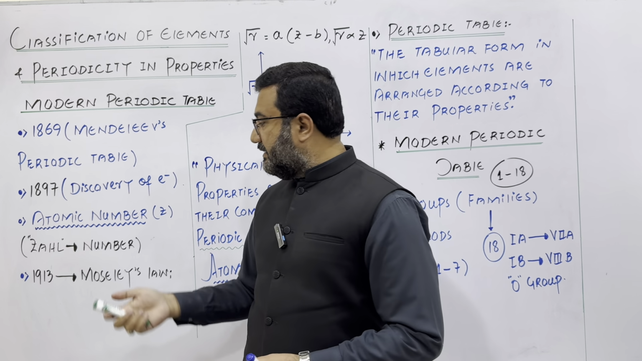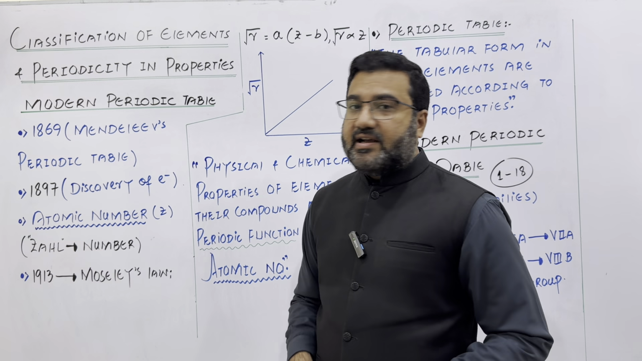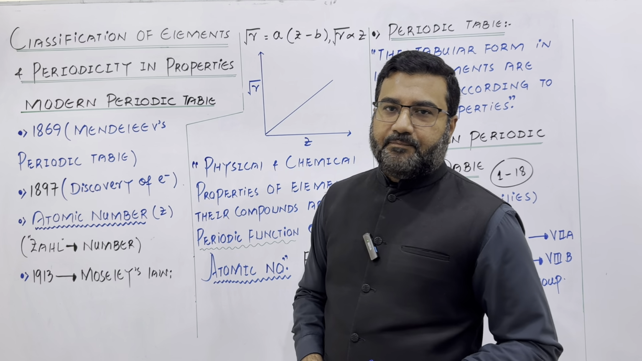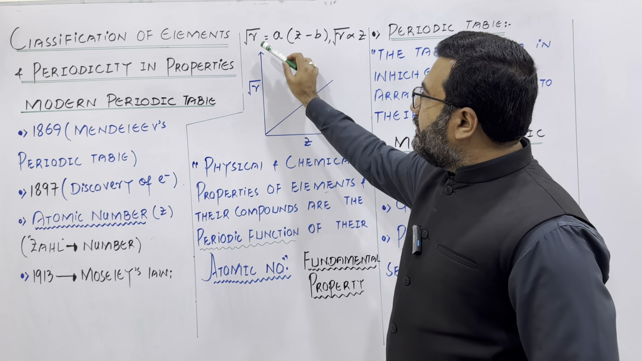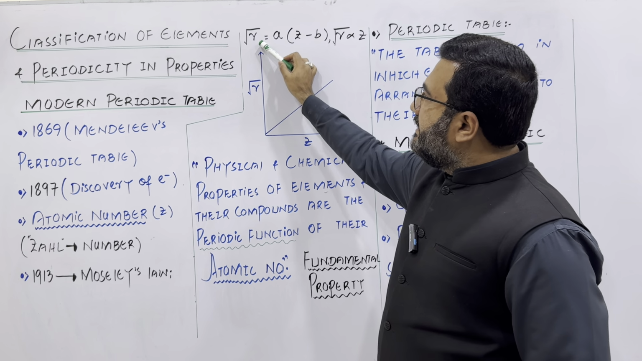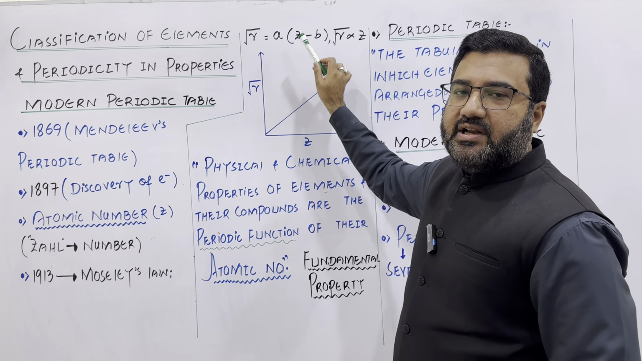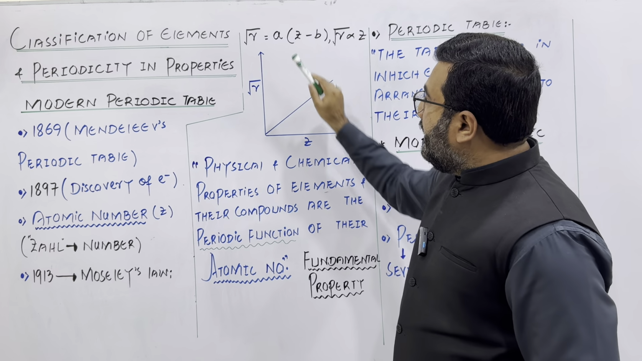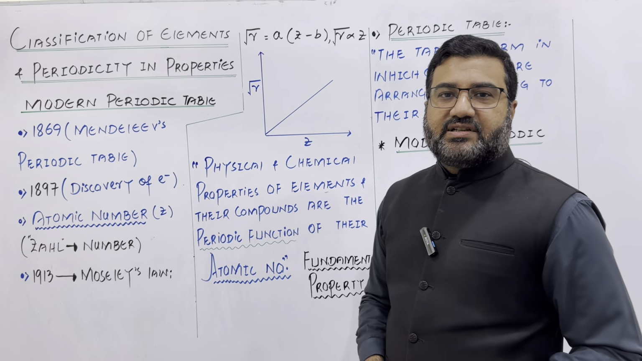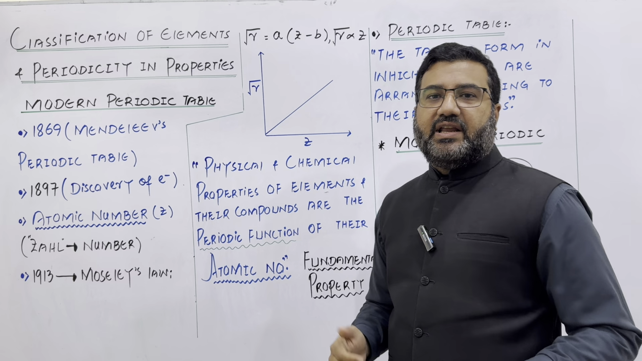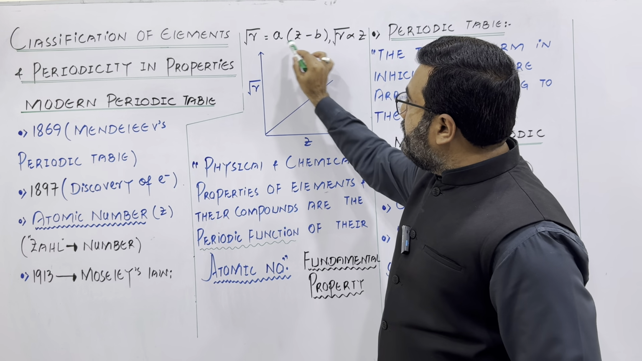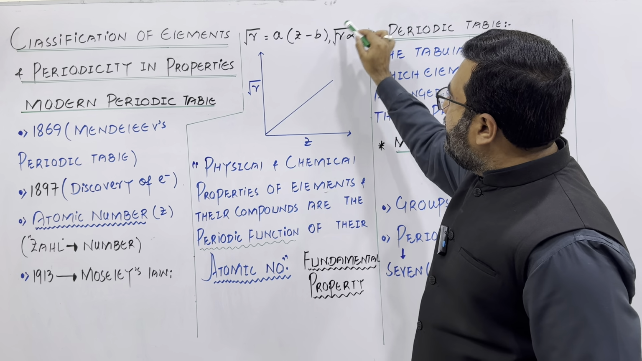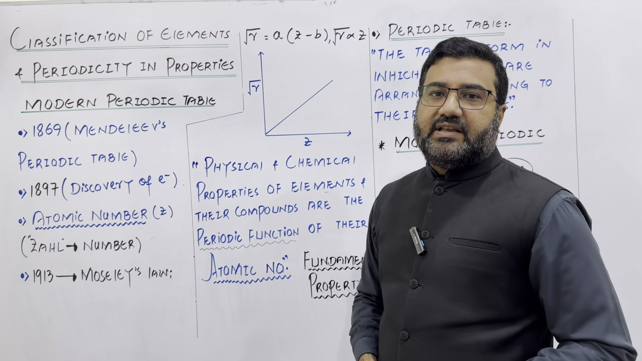In 1913, Moseley studied the X-rays of the different elements and he presented Moseley's law, according to which the square root of the frequency of the X-rays is directly related to the atomic number of the element which produces those X-rays. A and B both are constants. A is proportionality constant, B is screening constant. So if these two are constants, it means that the square root of the frequency and atomic number have direct relation with each other.